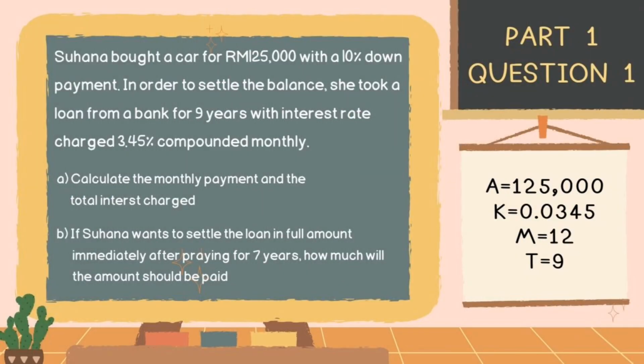Suhana bought a car for RM125,000 with a 10% down payment. In order to settle the balance, she took a loan from a bank for 9 years with an interest rate charge of 3.45% compounded monthly. A. Calculate the monthly payment and the total interest charge. B. If Suhana wants to settle the loan in full immediately after paying for 7 years, how much should the amount paid be?